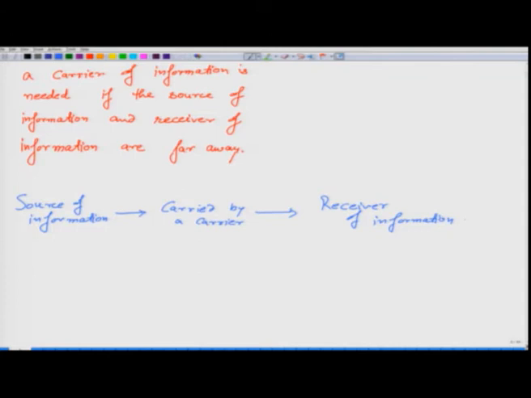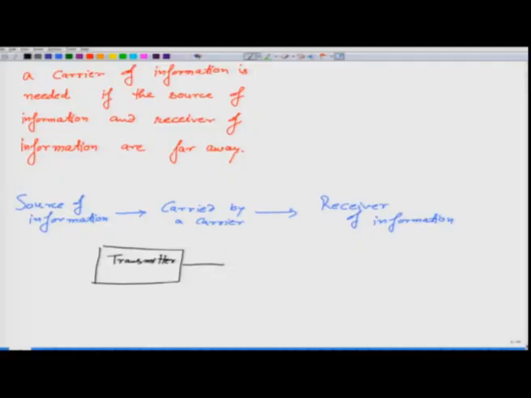So, in the block diagram I can have a transmitter, which will transmit the information. For example, in the case of a crying baby, the baby is the source of information, and his or her mouth from which he or she is crying, that is the transmitter.